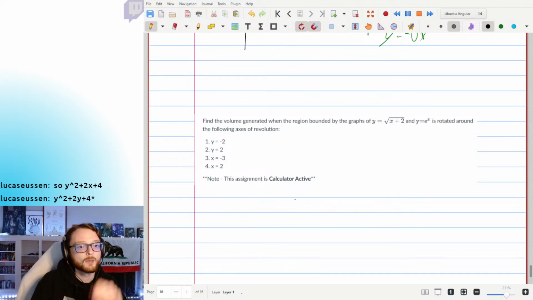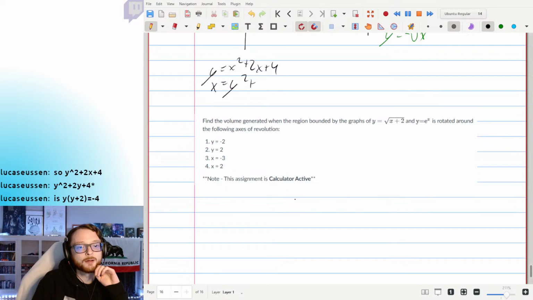Yeah, so if you know that y equals x squared plus 2x plus 4, you would switch the x's and the y's and then solve it for y. I don't think that's a helpful step. I like what Amanda Blam says with completing the square.